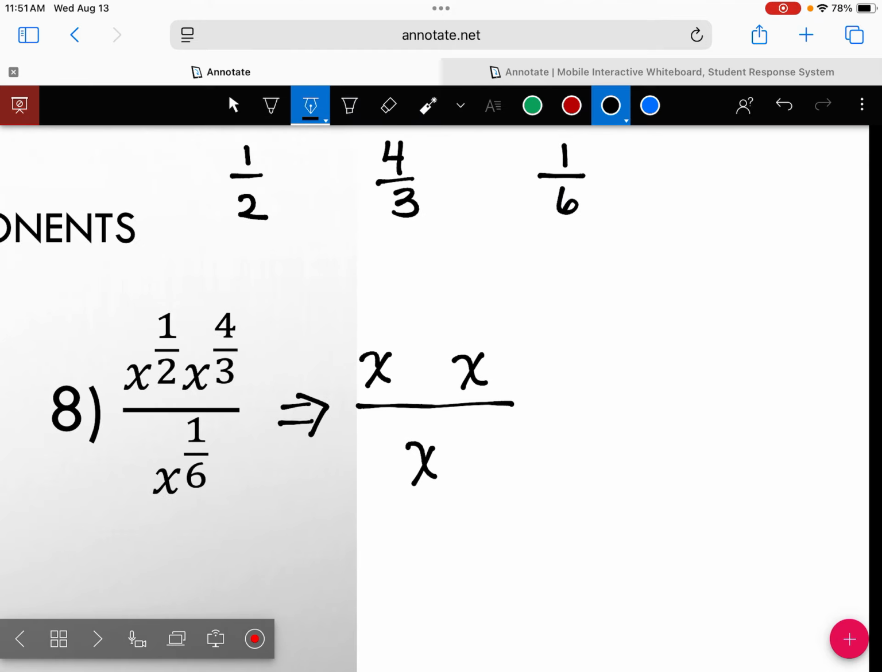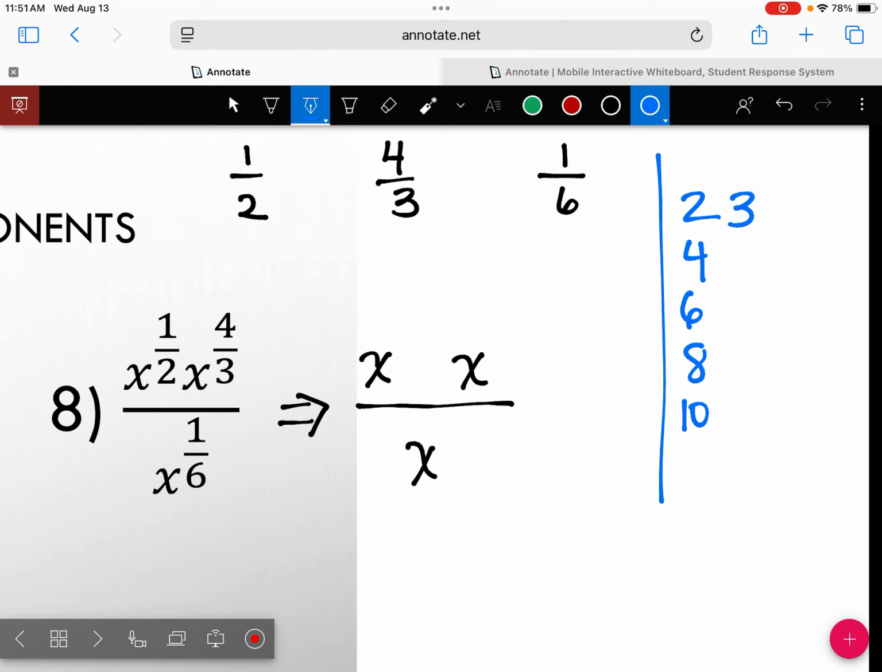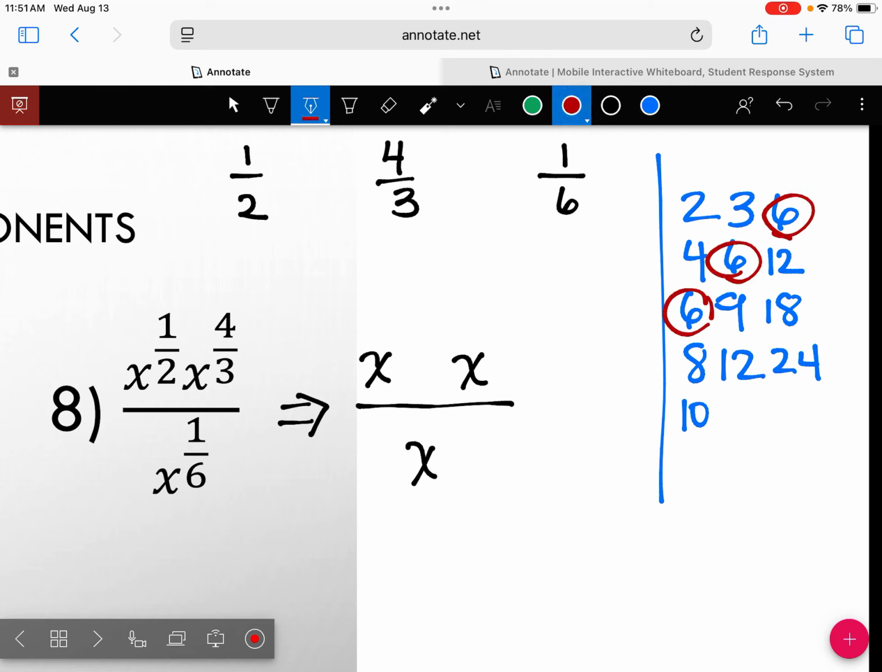So let me do a little fraction lesson real quick. If I count by 2s, that would be 2, 4, and you don't have to write this down. I'm kind of going back and doing a little 4th grade lesson real quick. And then if I count by 3s, that would be 3, 6, 9, 12. If I count by 6, that would be 6, 12, 18, 24. All right, what number is in all 3 of those columns? 6. So that means that my common denominator is 6.